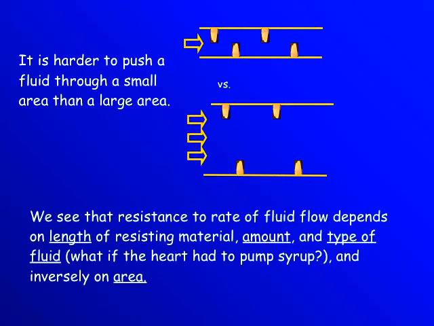So we see the resistance to the rate of fluid flow, resistance to current, depends on the length of the resisting material, the amount, and the type of fluid. If your heart had to pump syrup versus water versus blood, your heart has to pump differently depending on what it's pumping. And it depends inversely on the area. Narrow is harder to pump the blood through than wide.